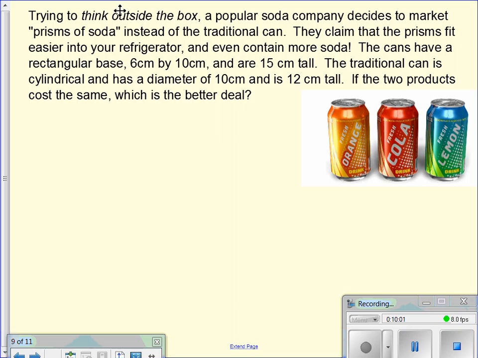The prisms have a rectangular base, 6 by 10, and are 10 centimeters tall. I'm going to draw that right now while I'm thinking on it. It's got a 6 by 10 base and is 15 centimeters tall. Notice my picture's not great, but I know what it means. That's all that matters. The traditional can is cylindrical with a diameter of 10 centimeters.